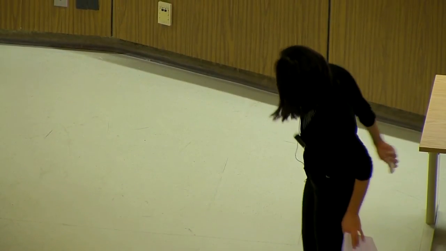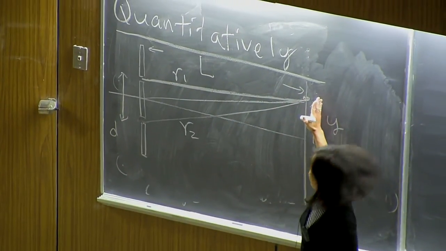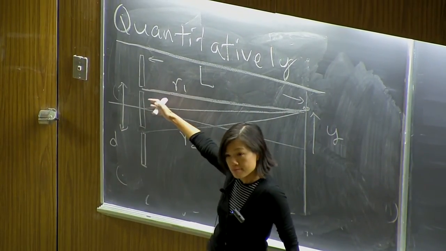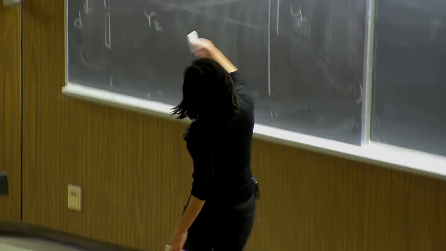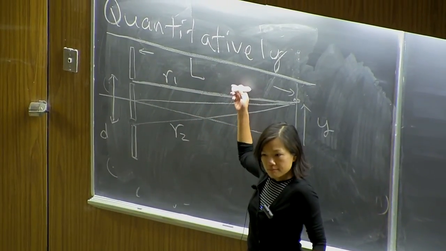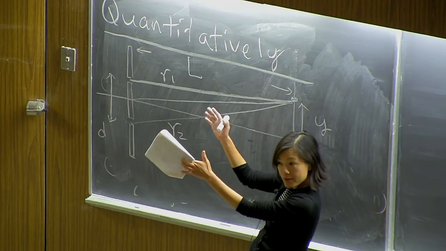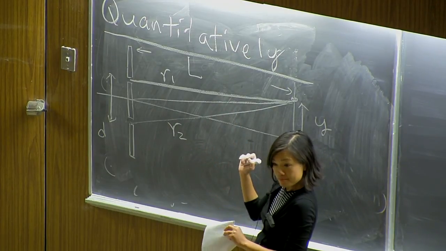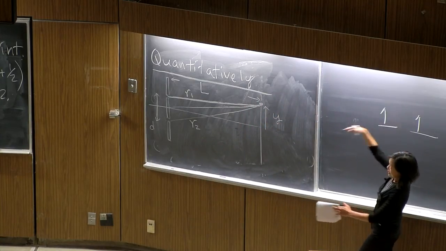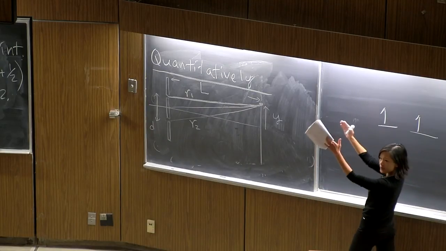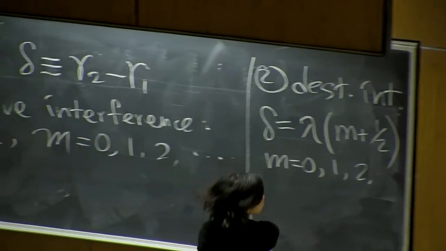All right, so for the case when this screen is very far away from the two slits, as we just saw in the demonstration, these three light rays are approximately parallel. Everybody agree with this statement? Right, if I keep moving the screen in this direction, those three lines I drew look as though they are parallel. Yeah? So we can simplify our geometry a bit.